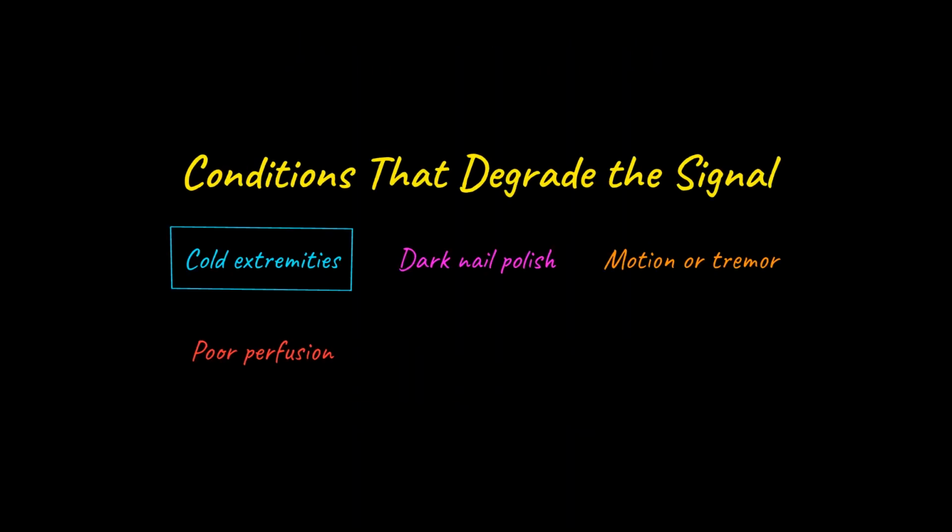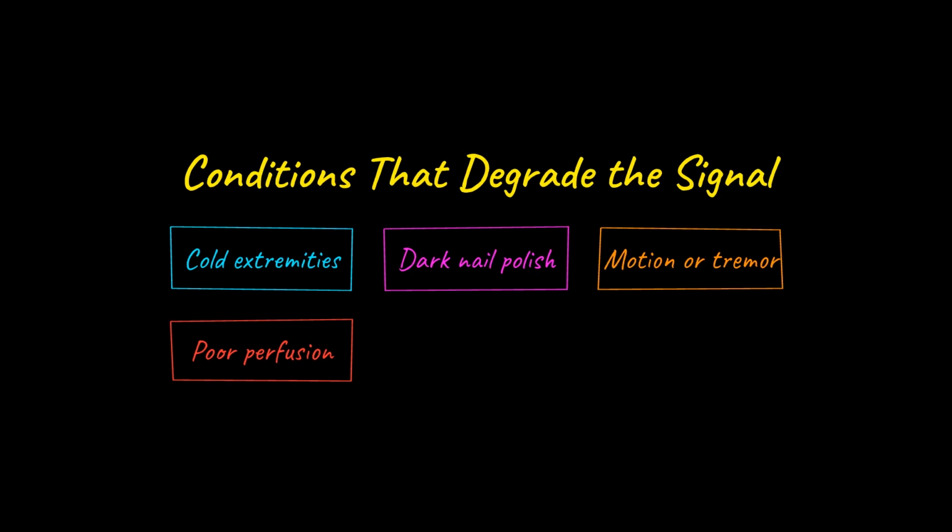4 conditions commonly degrade pulse ox accuracy. Cold extremities vasoconstrict and reduce pulsatile flow. Dark nail polish absorbs the red wavelength and falsely lowers the reading. Motion or tremor confuses the algorithm, and poor perfusion weakens the signal entirely.